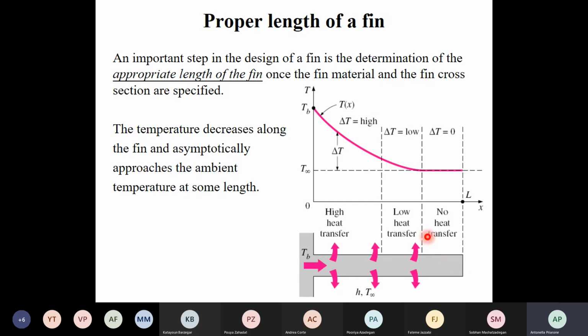Is it okay? So the theory of the fins is finished. Any questions? No. Okay. So we start with the exercises.